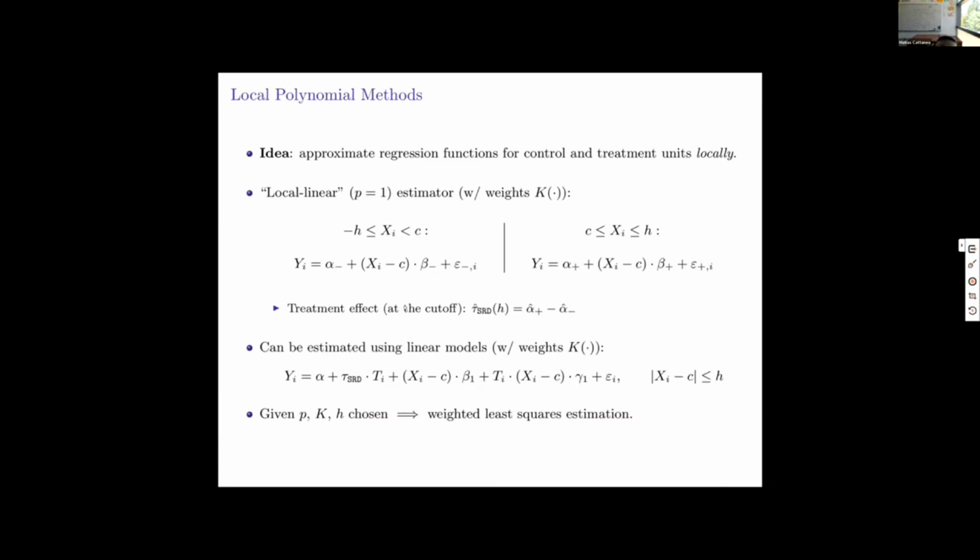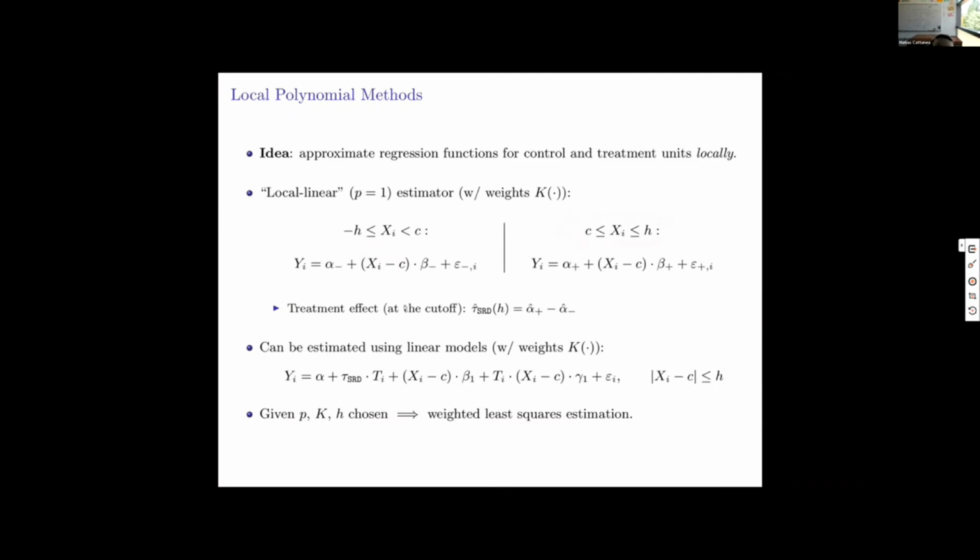And then how do you do this? Well, you choose p equal to 1, and then you select a window by choosing a bandwidth h, such that all the units to the left of the cutoff, but up to that value h, are in the control group, and then all the units to the right are in the treatment group.